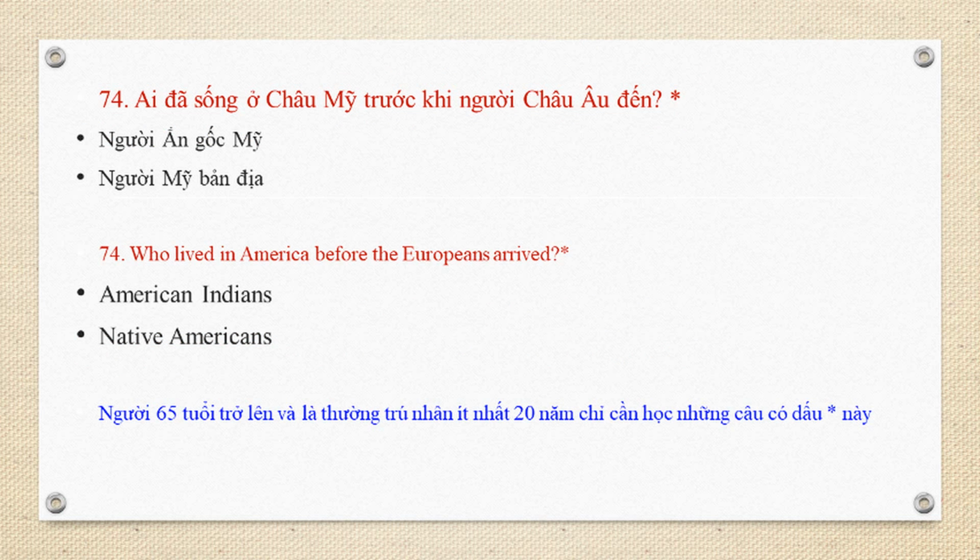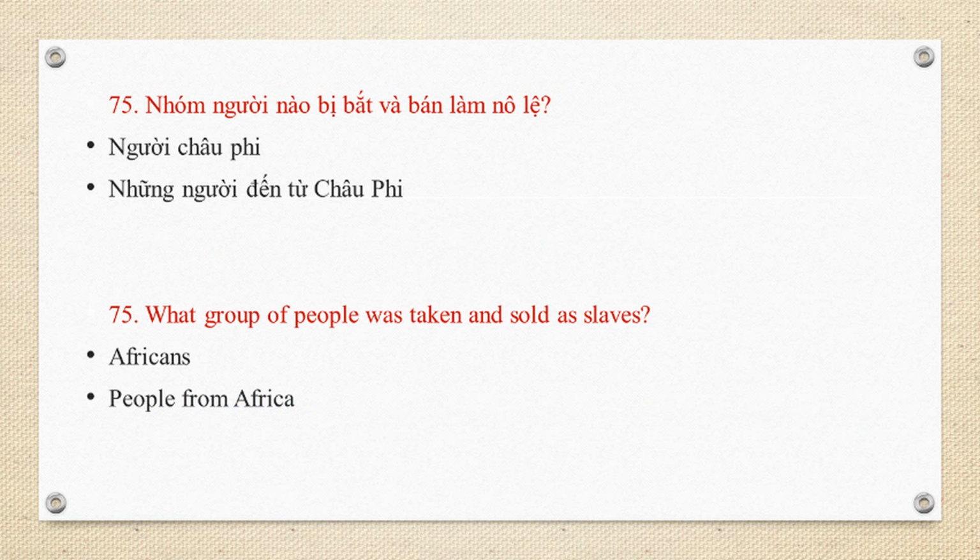74. Who lived in America before the Europeans arrived? American Indians. Native Americans. 75. What group of people was taken and sold as slaves? Africans. People from Africa.